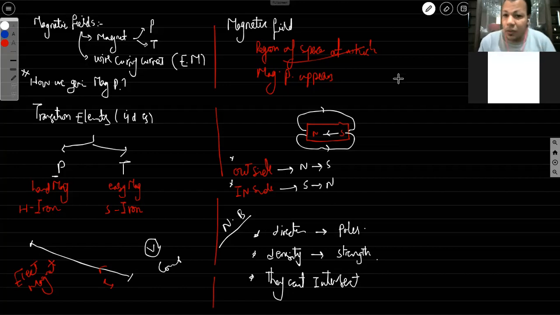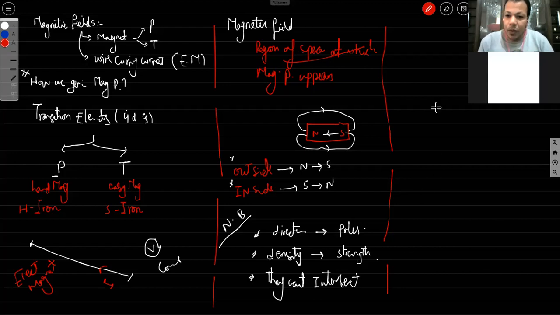So this is for the magnetic field. So again, the magnetic field is the region around the magnet or electromagnet at which the property of magnetization appears in the form of magnetic field lines, which are getting out from the north to the south outside the magnet, inside from south to north, and these lines cannot be intersected. The direction indicates the pole and the spaces between them indicate the strength.